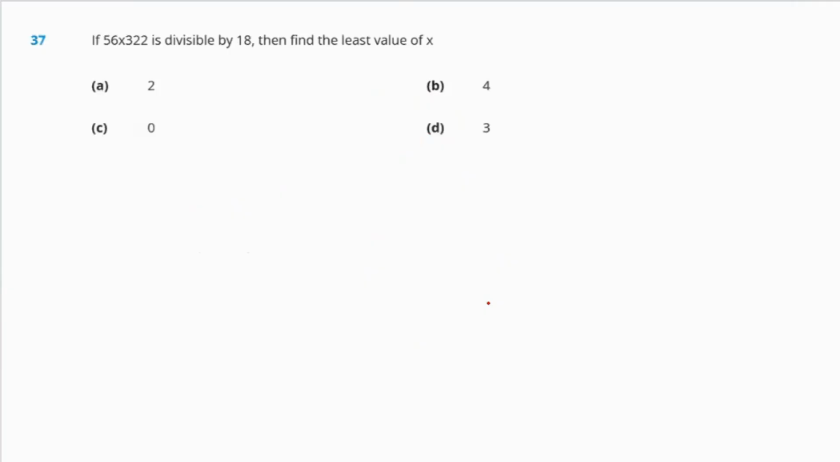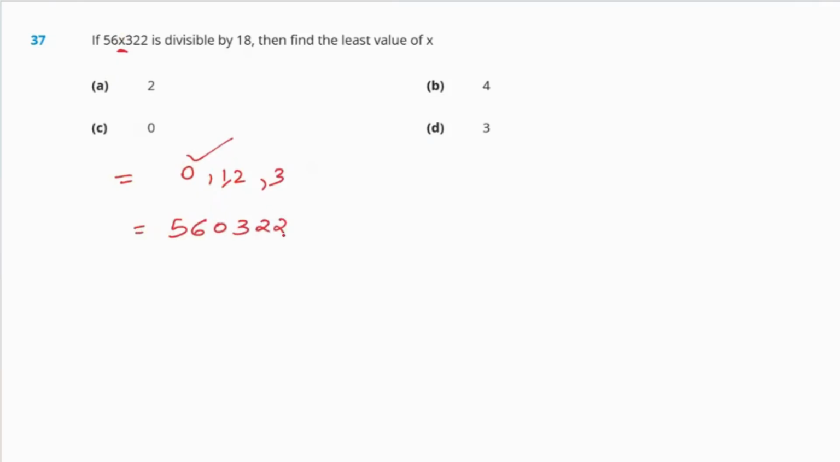Next question: if 5, 6, x, 3, 2, 2 is divisible by 18, then find the least value of x. So here you can see a 6-digit number which is divisible by 18, and we have to find the value of x in the center, marked with x. We have to find the least value of this x. So for the least value, we have the numbers 0, 1, 2, 3, etc. First, we will check with 0, whether it is divisible or not.